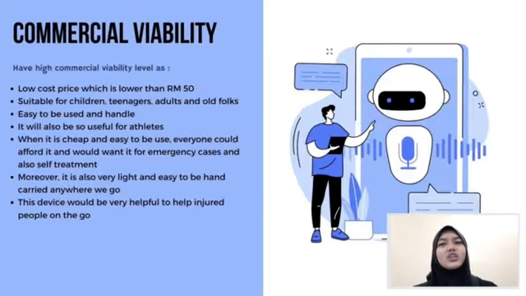Next, I will present the commercial viability. As you can see, this device has a high commercial viability level as it has a low cost price, lower than RM50, and is suitable for children, teenagers, adults, and old folks. Besides, it's easy to use and handle, and it will be very useful for athletes. Moreover, when it is cheap and easy to use, everyone could afford it and would want it for emergency cases and also self-treatment. It is also very light and easy to hand carry anywhere we go. Lastly, this device will be very helpful to help injured people on the go.